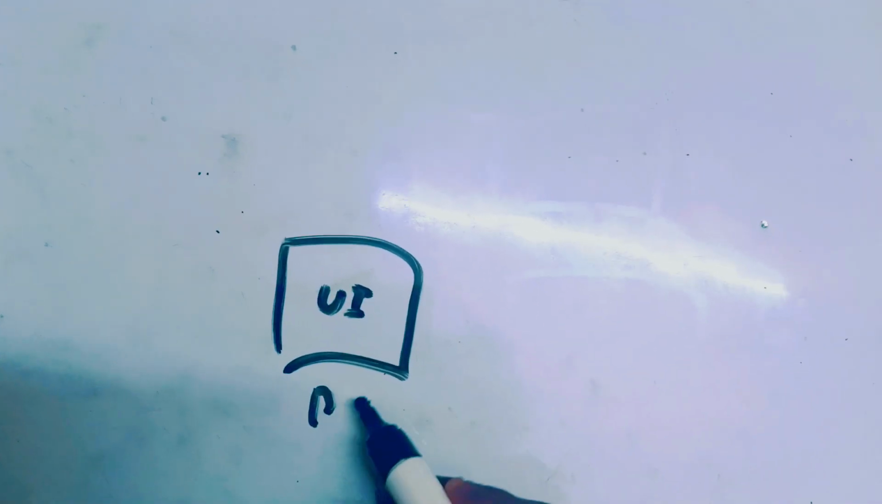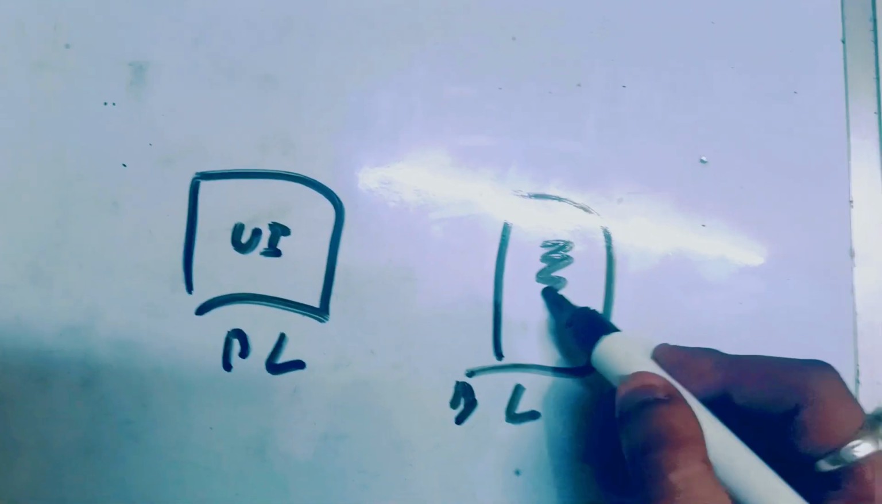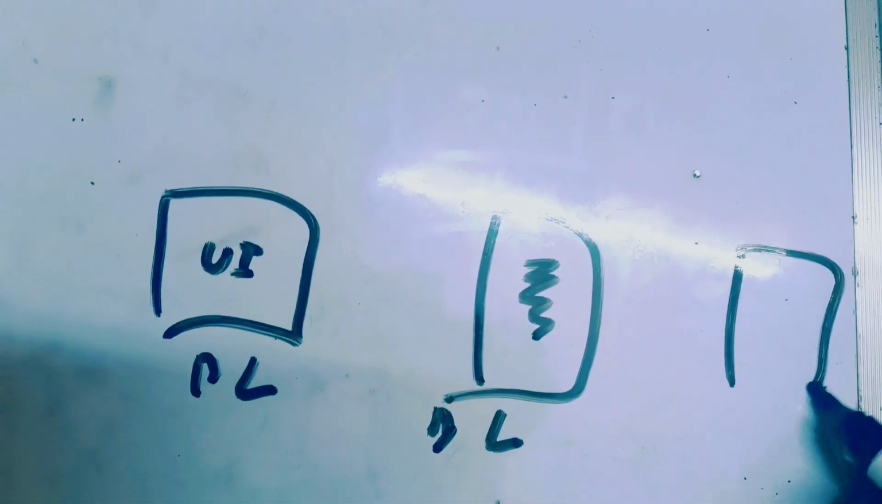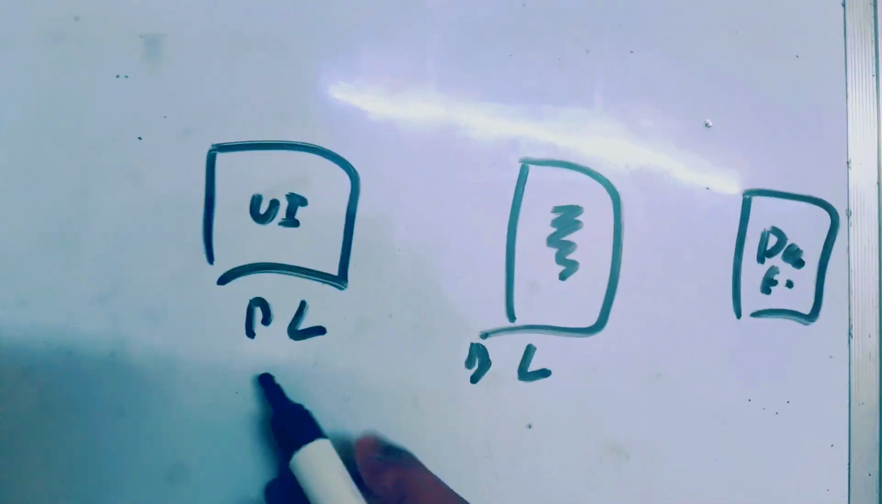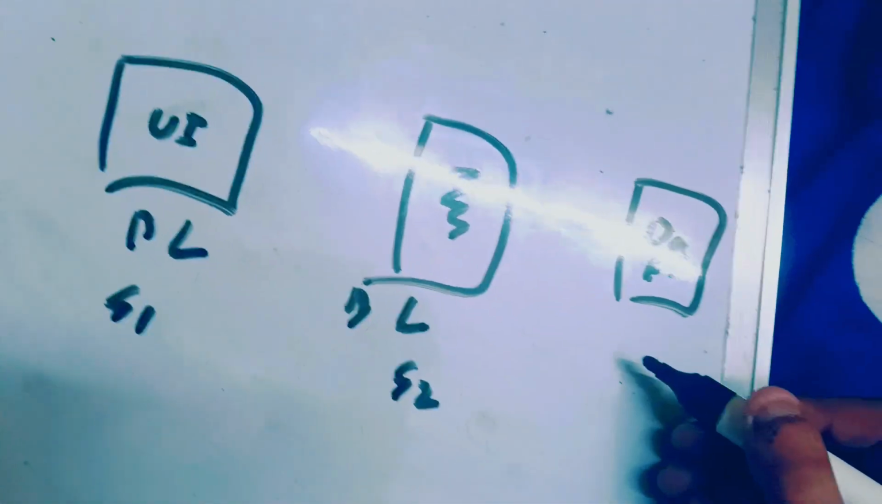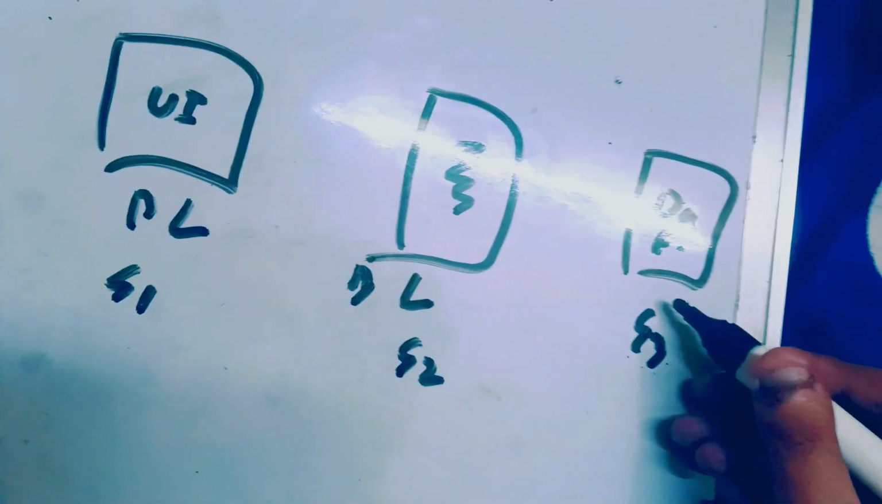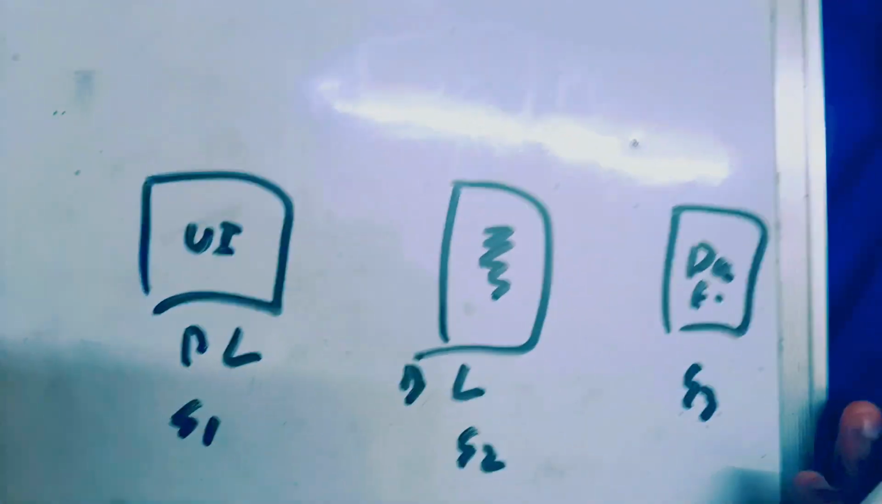Now, where does the API come into the picture? Suppose this is our UI, or presentation layer. Then we have the business layer, where some backend code is there, and then the database layer. Suppose the presentation layer is located on a separate server, the business layer on another server, and the database on a separate server located in a different country. How can they communicate with each other? Here the API comes into the picture.